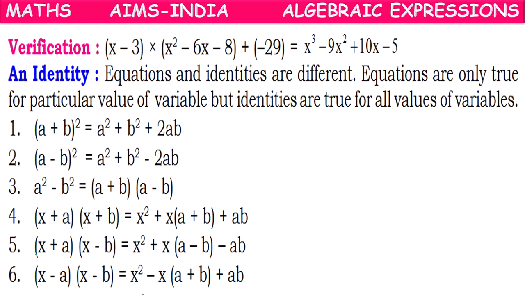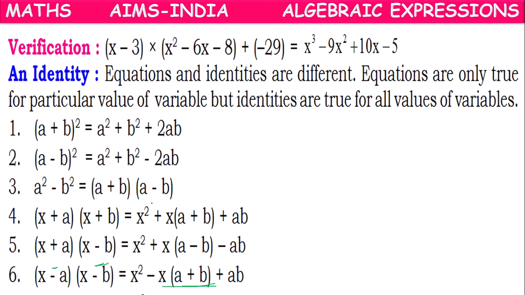Suppose if you have one term plus, one term minus, or plus a, minus b, then the middle term will become a minus b. Or if you have both minus, then minus of x into (a plus b) will come.